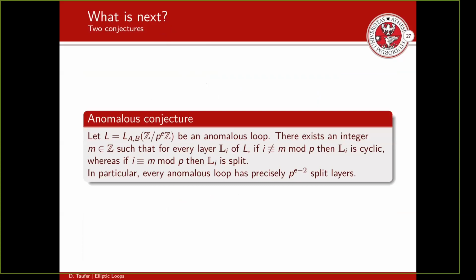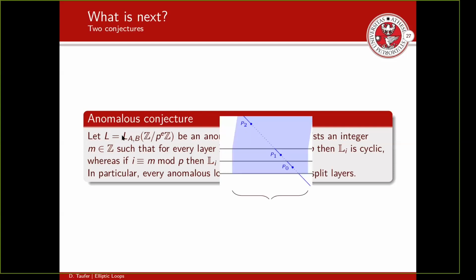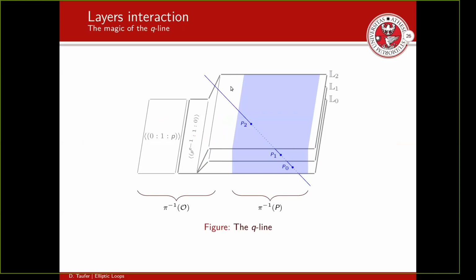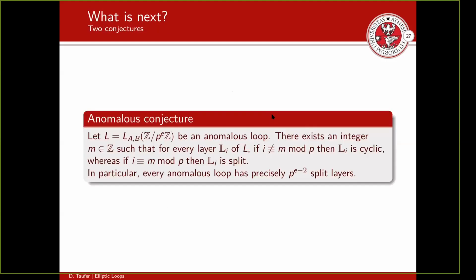Now I want to say a couple of words about what's going to be next. Well, we have some results we were not able to prove, but we do strongly believe that they are true. So this is a conjecture on the anomalous case. This theorem here and the cyclicity theorem before hold only when the underlying curve is not anomalous. So what happens when the underlying curve is instead anomalous? So this is what we call an anomalous loop.